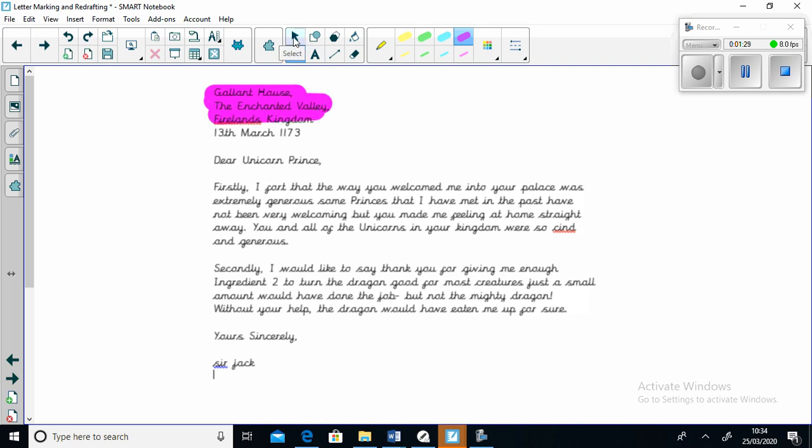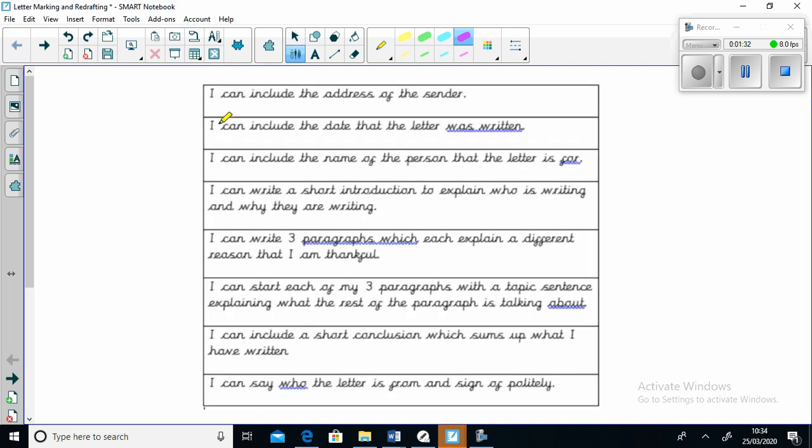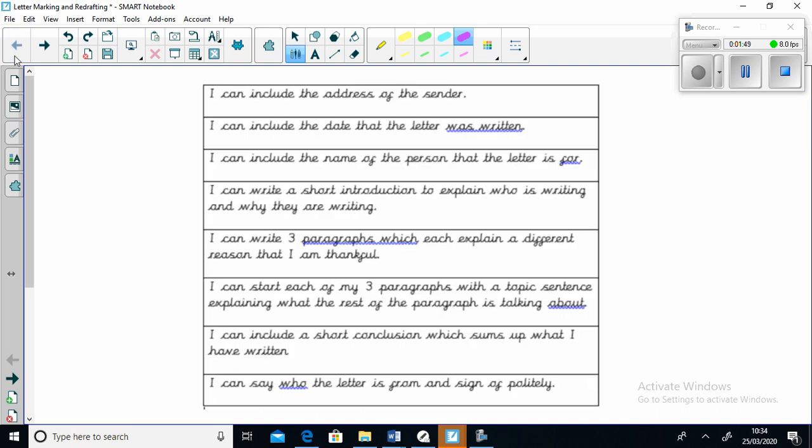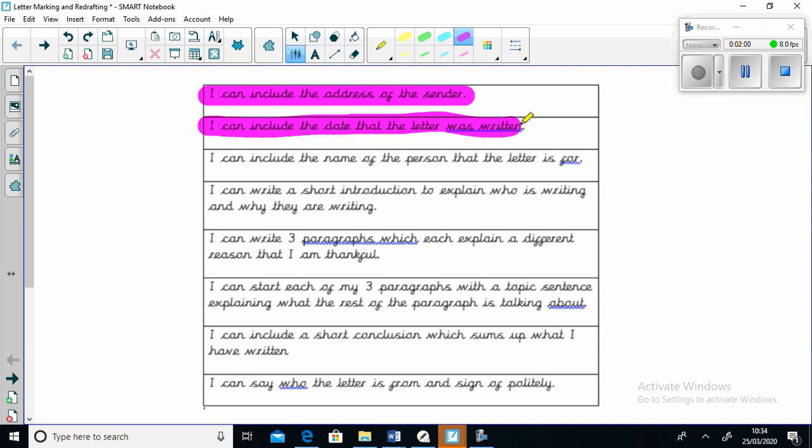Okay, next step on the success criteria. I can include the date that the letter was written. Well, I'm pretending this letter was written a long time in the past. I've said that this letter was written on the 13th of March, 1173. So again, that's another area of success. Oh, I know what I could do. As I go along and I've had success, I can highlight off my success criteria as well. Those first two bits being successful.